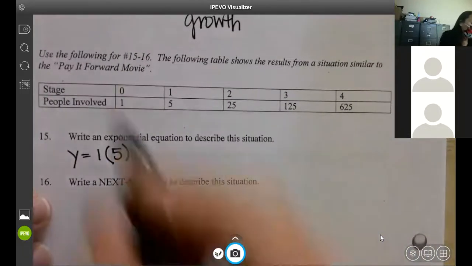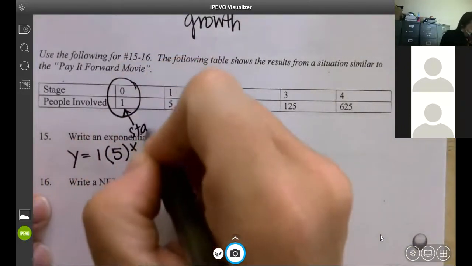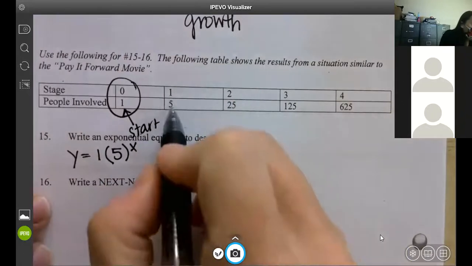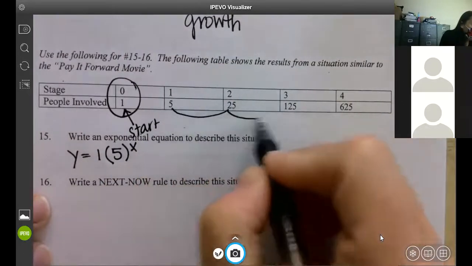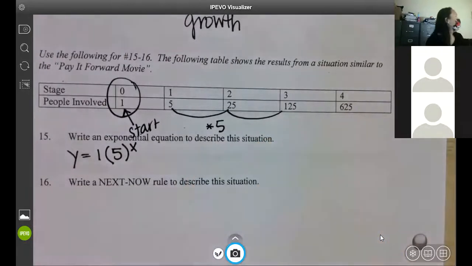How else can you do it? Remember, whatever's with the 0 is where you start. How did I get from 5 to 25? 25 to 125. A multiplier of 5. So you don't need the calculator, but it kind of helps you a little bit. Helps you be lazy. Everybody good?